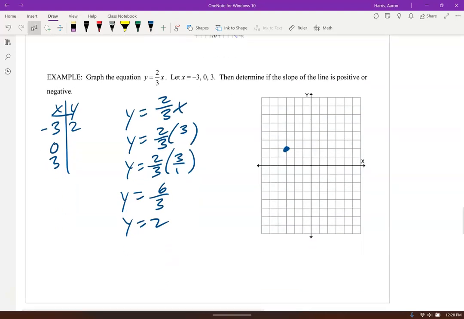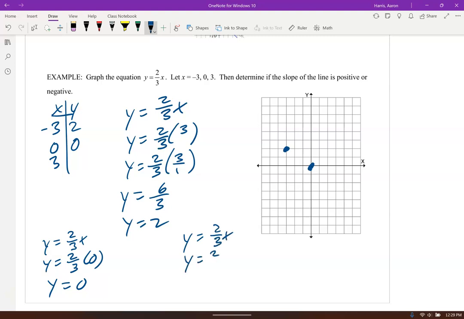Let's go ahead and plug in the next one. Y equals 2/3 x, throwing in 0 this time. 0 times anything is 0, so looks like right on the origin, 0, 0. And finally, 2/3 x, we're going to throw in 3. 2/3 times 3 is 6 over 3, or 2.